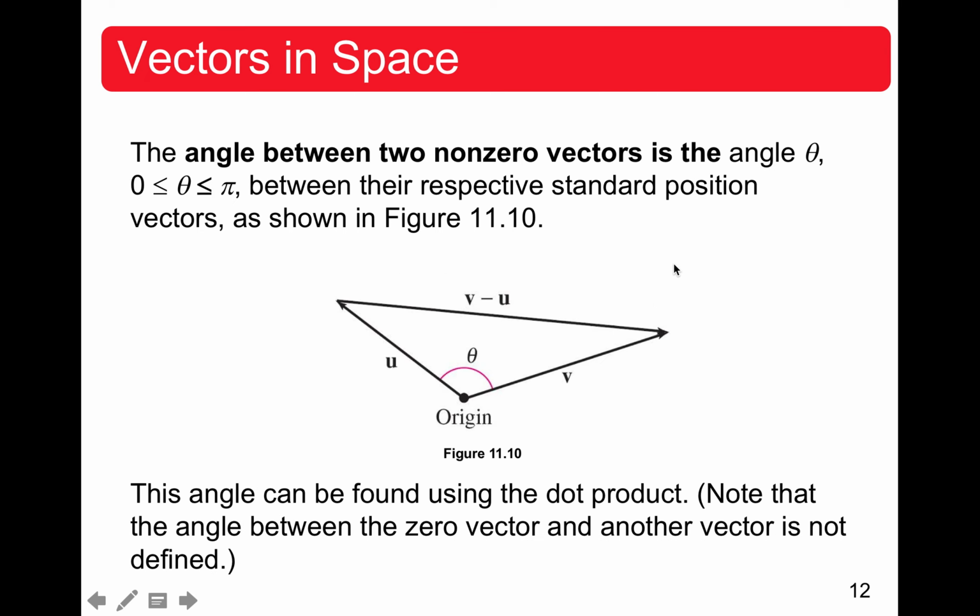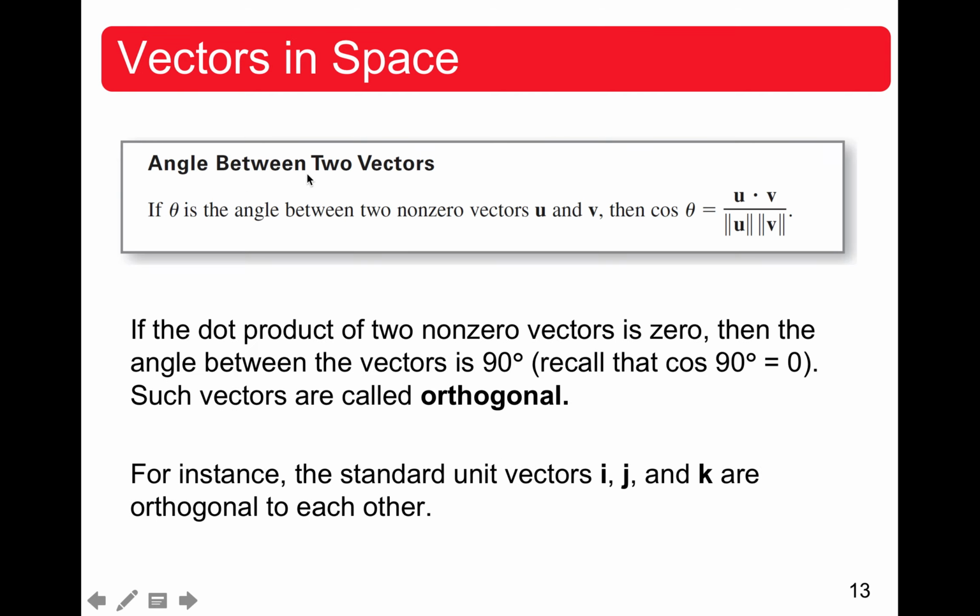Okay, so to find the angle between two non-zero vectors, we did this as well before. Here's an illustration. We have vector u, vector v, so we're trying to find theta in between. We can use the dot product to find this. You take the dot product of the two vectors and then divide it by the two magnitudes multiplied. And if the dot product is 0, then the angle between the vectors is 90 degrees, and then we call them orthogonal.